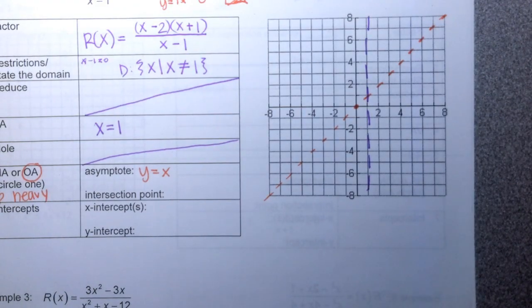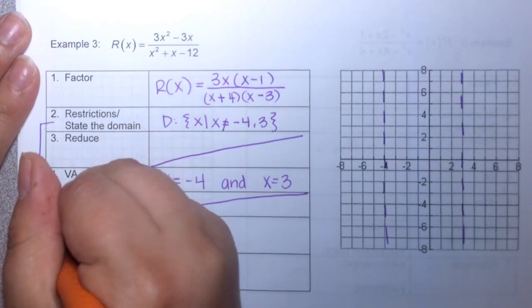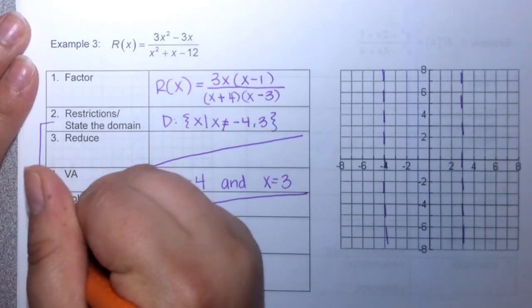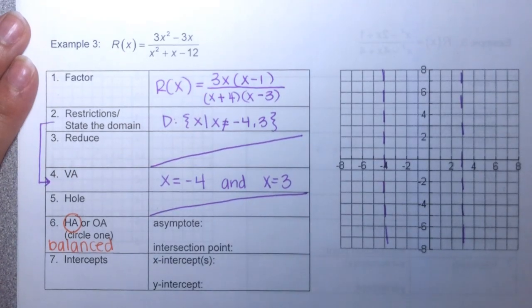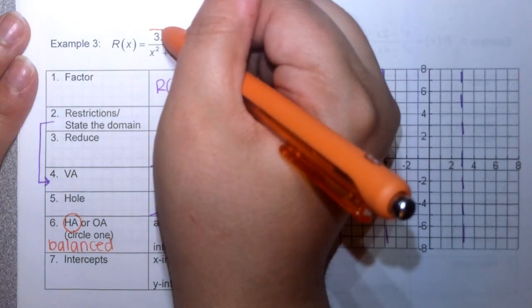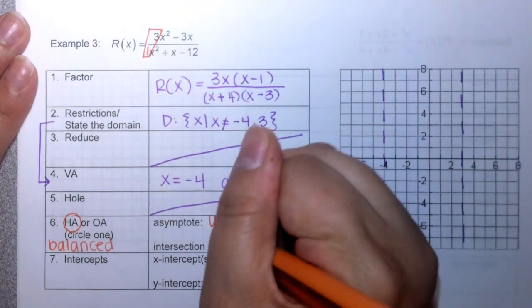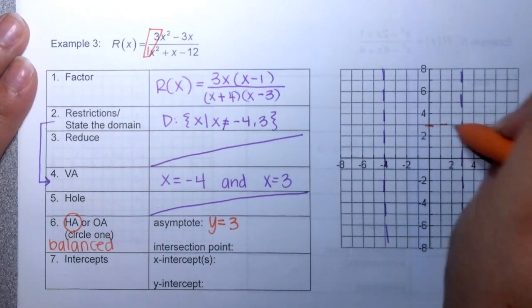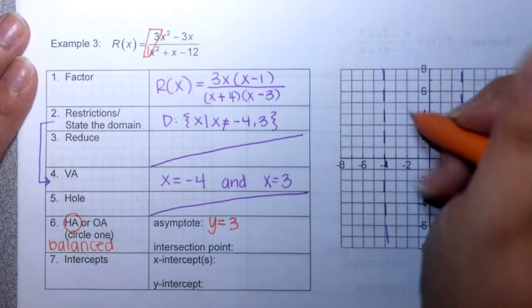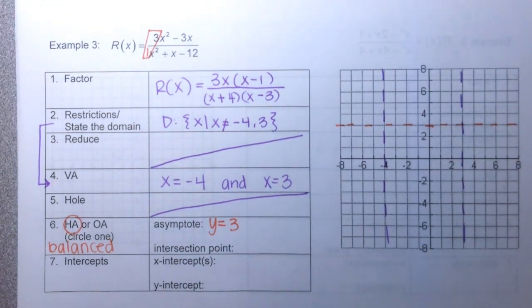Okay. Last but not least, number 3. Top heavy, bottom heavy, or balance? Balance. Therefore, this is horizontal asymptote at what? What are my leading coefficients here? 3 over 1. So y equals 3. So graph your horizontal asymptote at y equals 3.